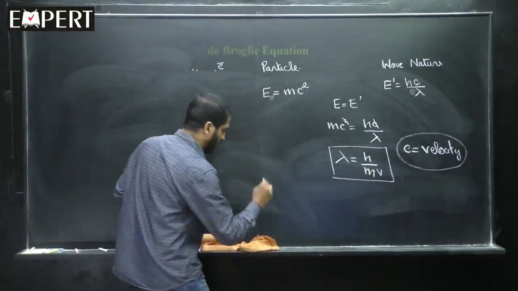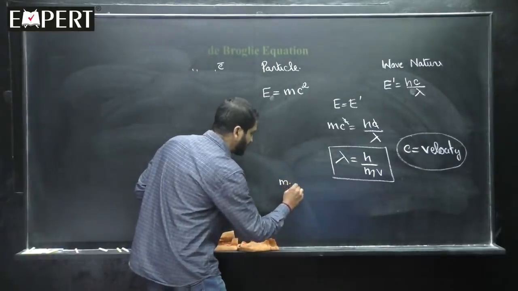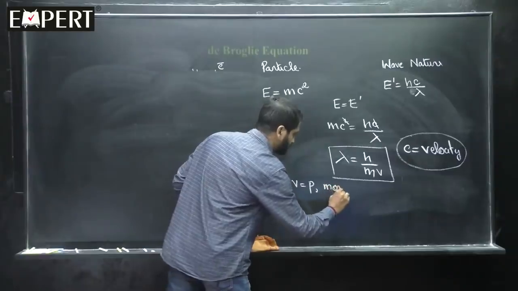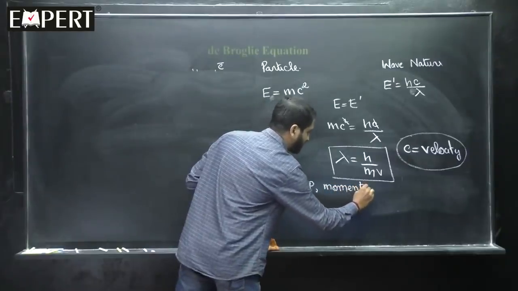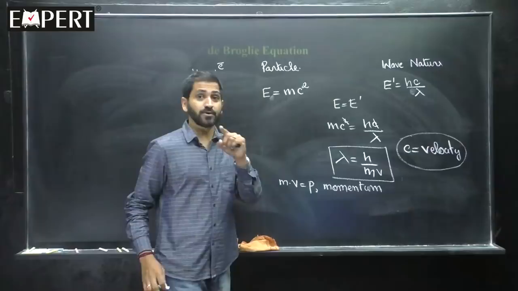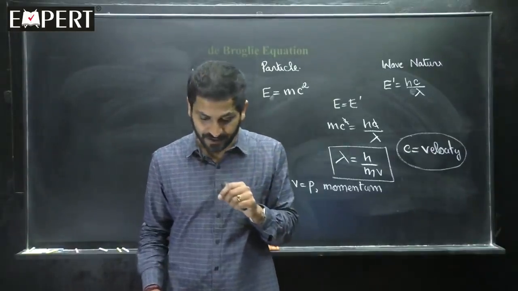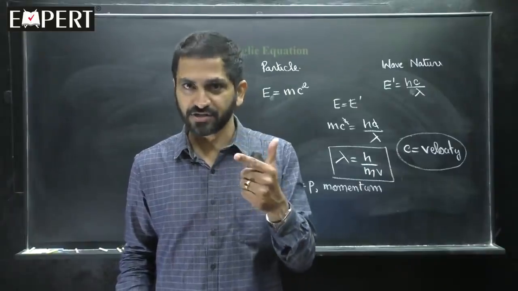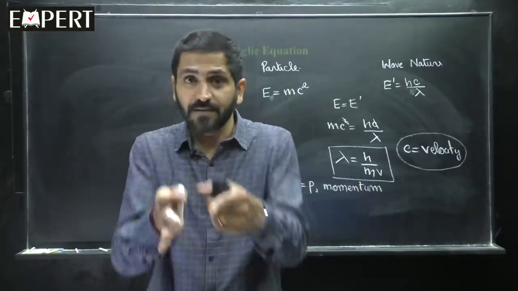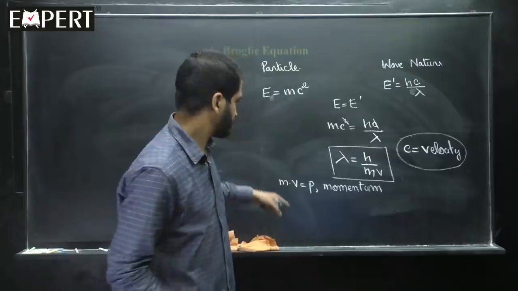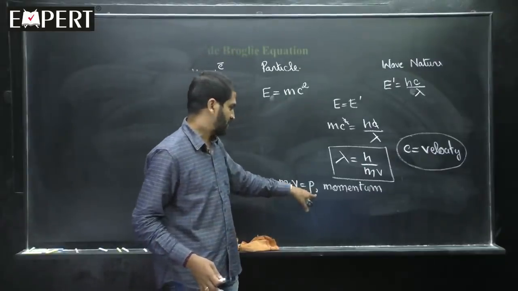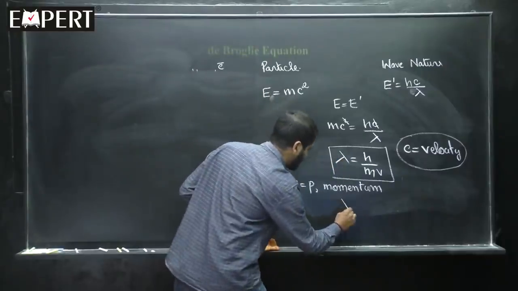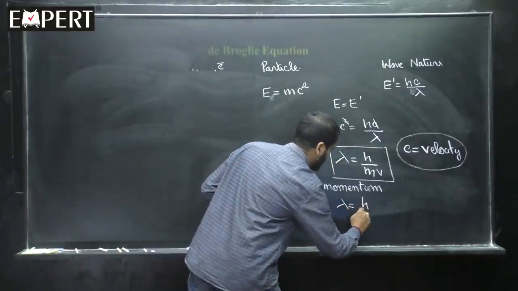Now, m into v is p, where p stands for momentum. I hope all of you know we had talked about linear momentum. Linear momentum means any object traveling in a straight line that has mass and velocity, you say it has momentum. So m into v is also p, which is known as linear momentum. So this equation can also be written as lambda equals h by p.